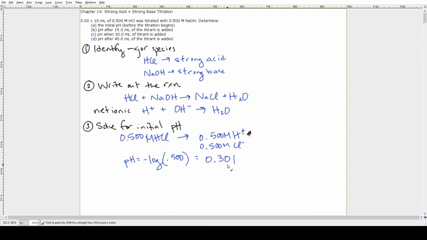Well, in this case, it doesn't look different than what we do usually. So this is part A. There's our initial pH. It's a very, very low pH. Does that make sense? Well, hydrochloric acid is strong, so yeah, makes sense. All right, now we are going to move on to part B, which is the pH after 15 milliliters of the titrant is added.